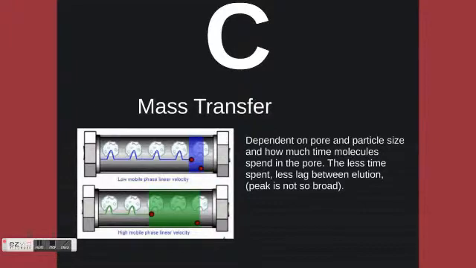C is mass transfer. This is dependent on pore and particle size and is how much time a molecule spends in the pore. The less time spent, the less lag there is between elution.